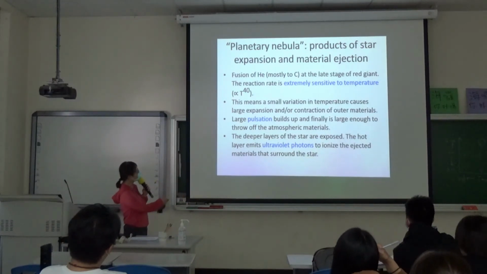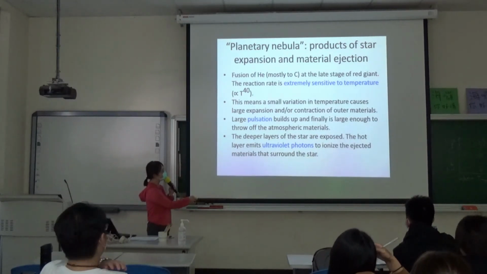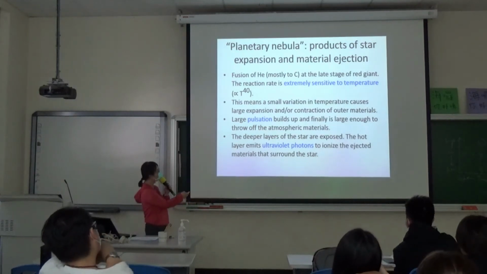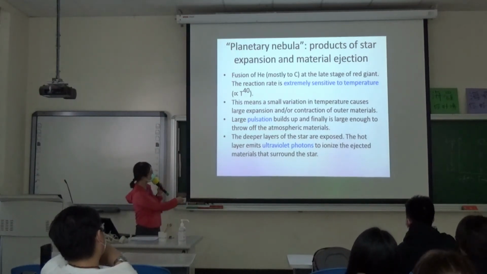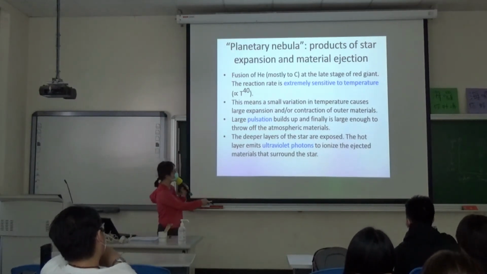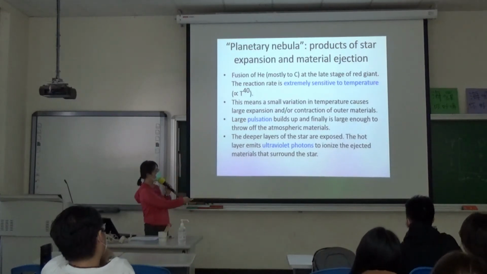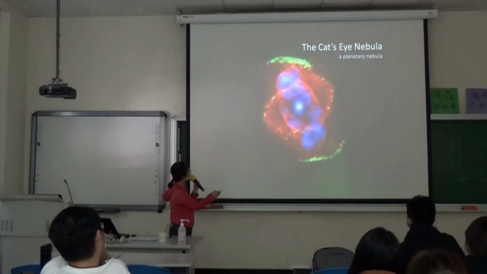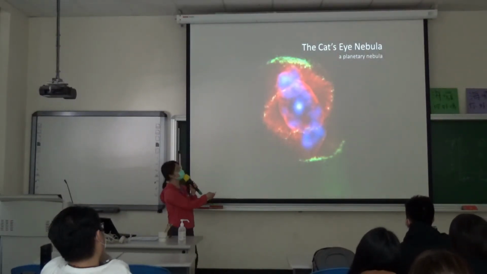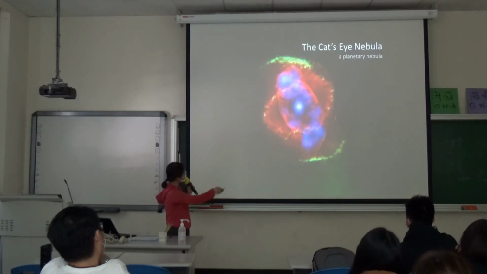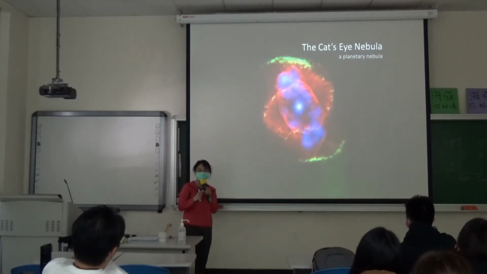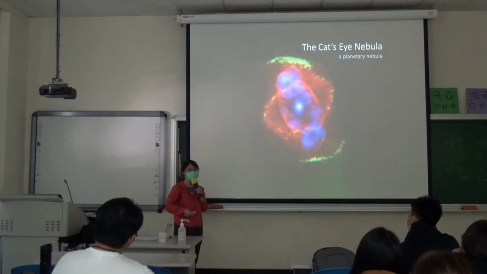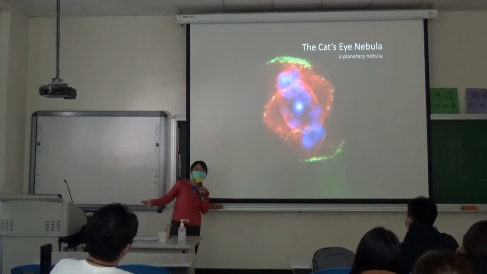So, at the end, the deeper layer of the star are exposed, and the hot layer emits ultraviolet photons to ionize the ejected material that surround the star. So, which means this is a planetary nebula, 猫眼星云. This actually all come from the same star, and the star itself throw away its clothes.